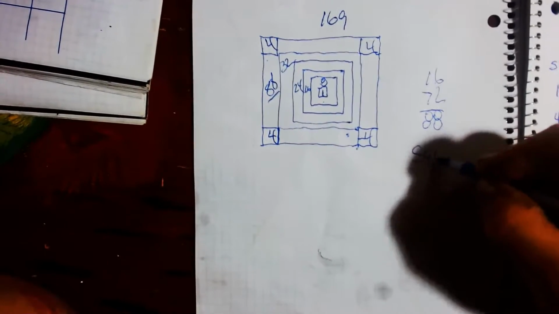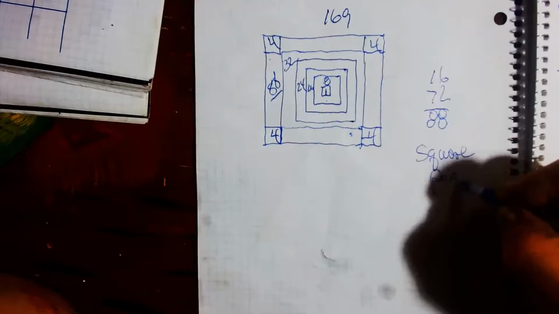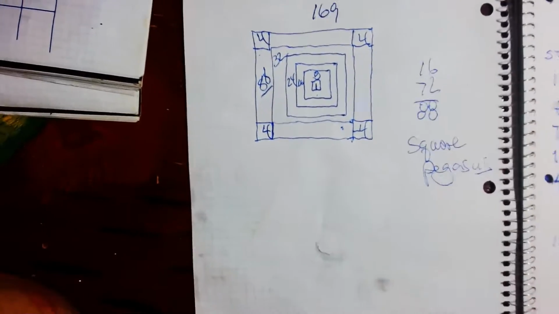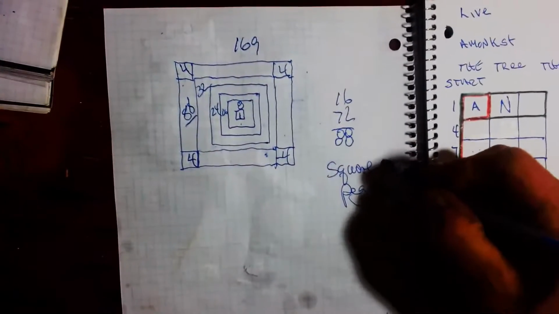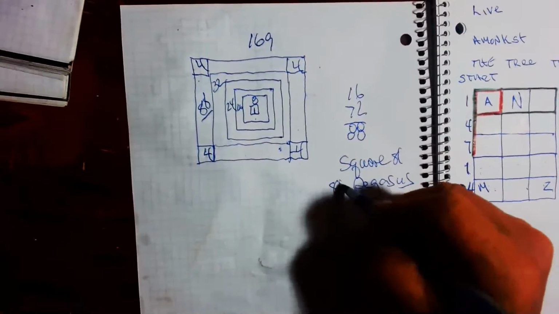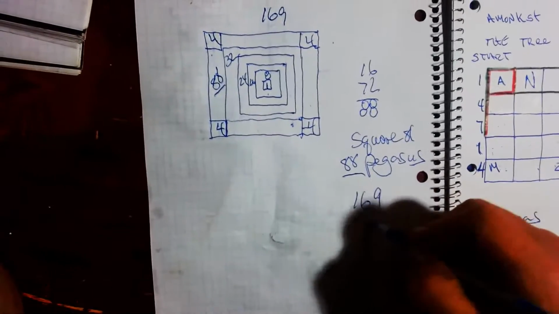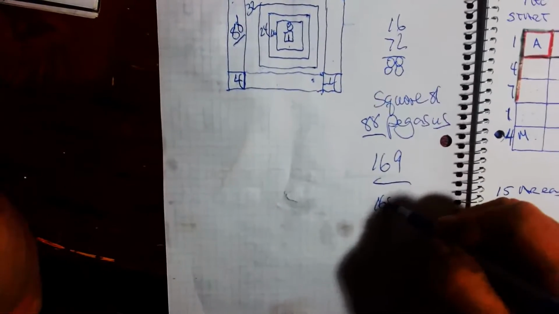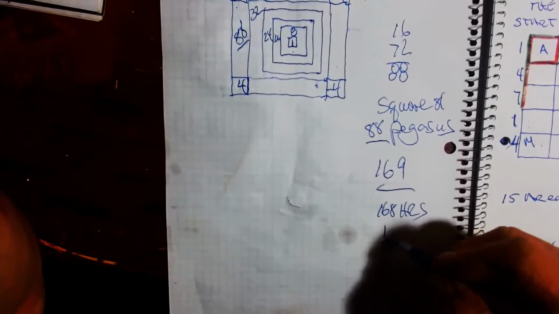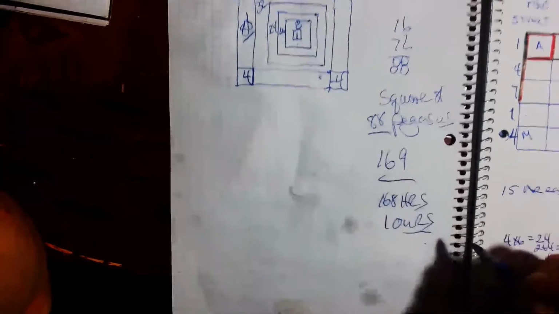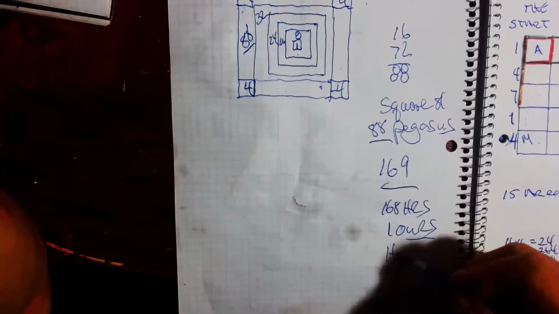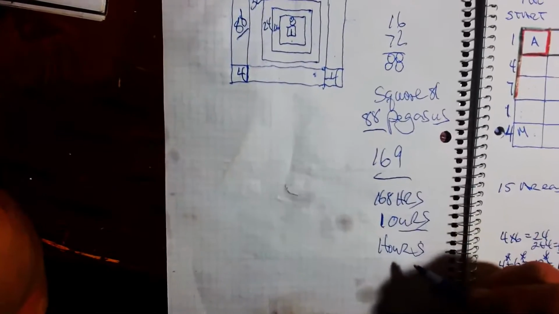You want to hear about the square Pegasus? Square, square, square equaling 81 Venus, and 88 Pegasus, 168 hours and 1 of hours. Right? Hours and 1 of hours.